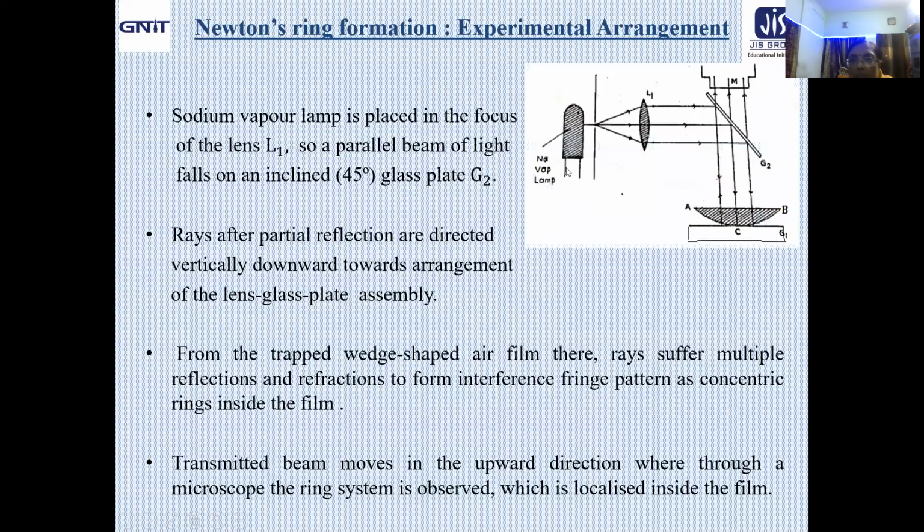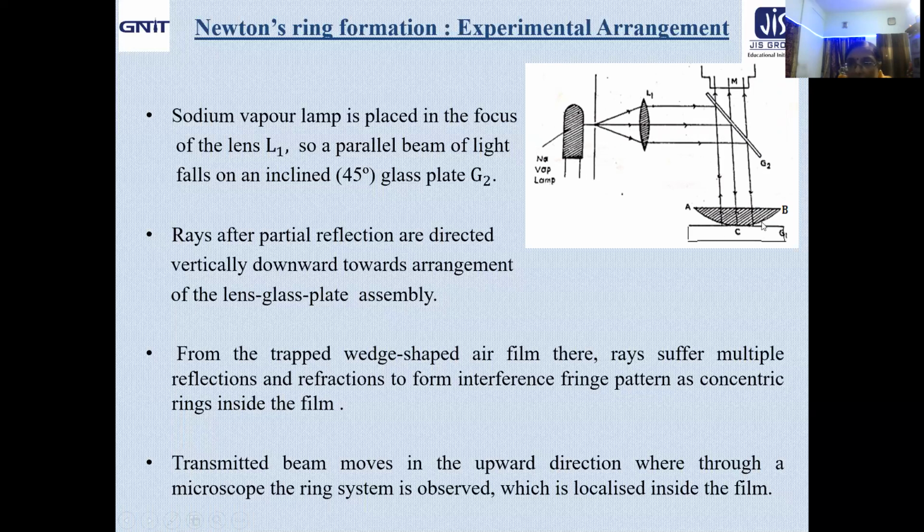This is a sodium vapor lamp. Now we have taken a lens L1 in the focus of which the sodium vapor lamp is placed. Naturally, the parallel beam of light is falling on a plain glass plate G2, which is kept at 45 degrees with the horizontal. Now, rays after partial reflection from here will move vertically downward towards the lens glass plate assembly.